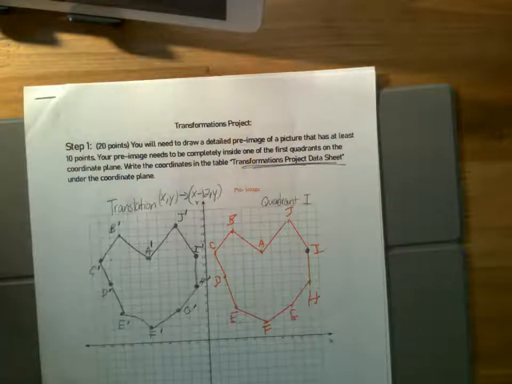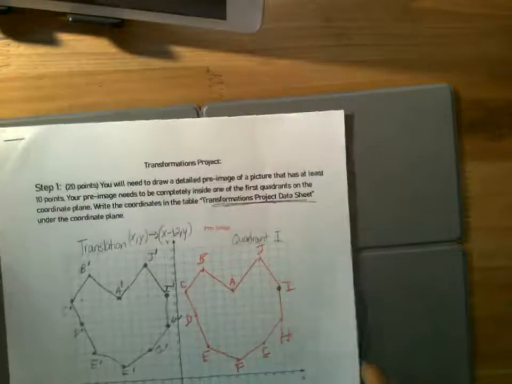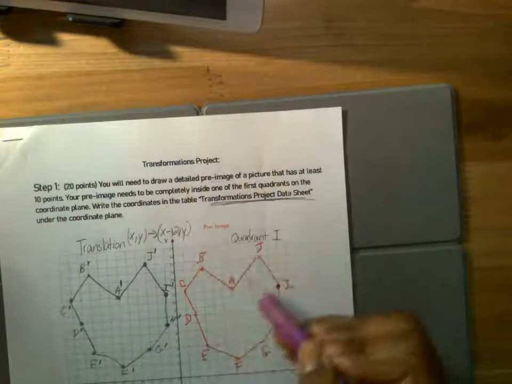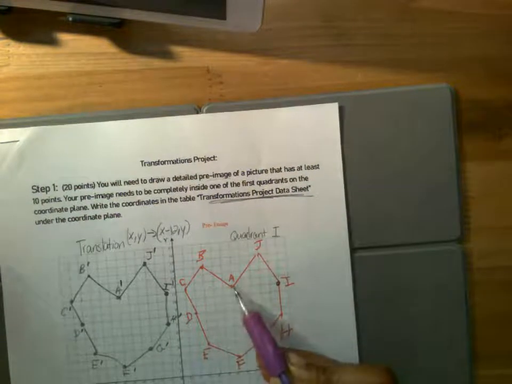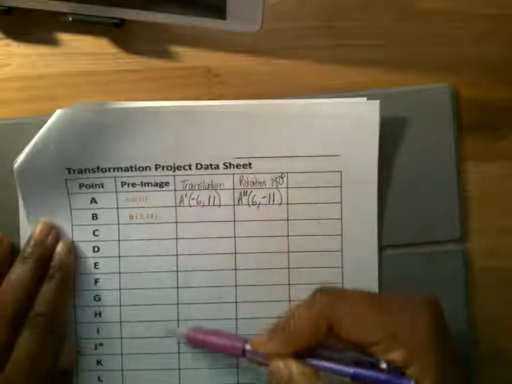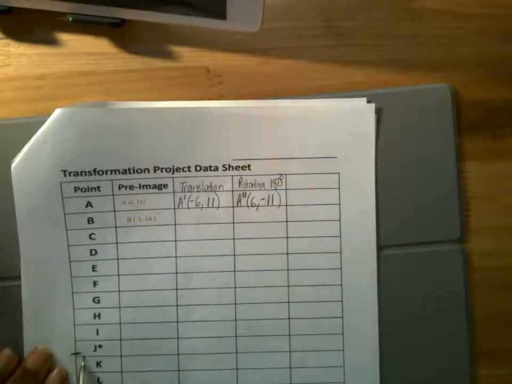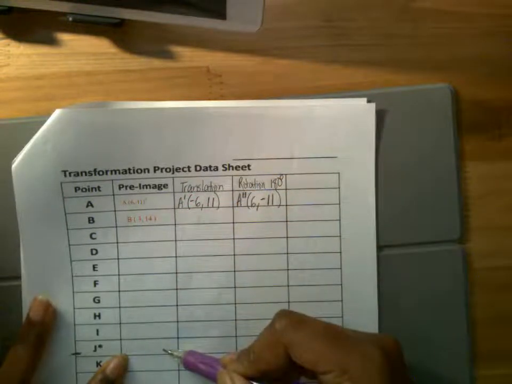Because I saw a couple. All right, so again, our first step is to draw our pre-image, our picture. We labeled all of our points. Remember, your pre-image does not have any tick marks on it. You write those ordered pairs here. Your pre-image ordered pairs go here. You have to have at least 10, so that takes you all the way to J. You can have more than 10, but you have to at least have 10.